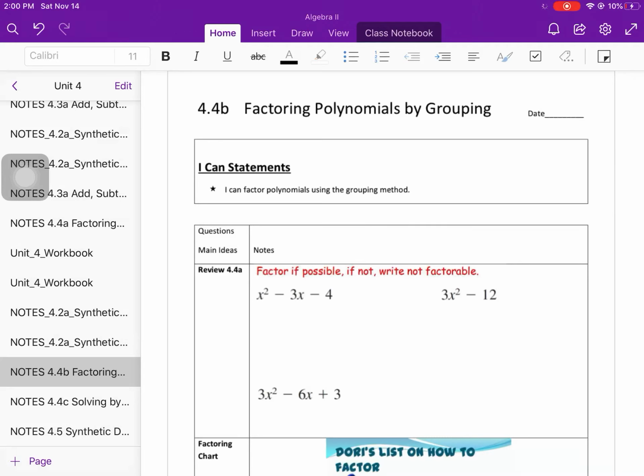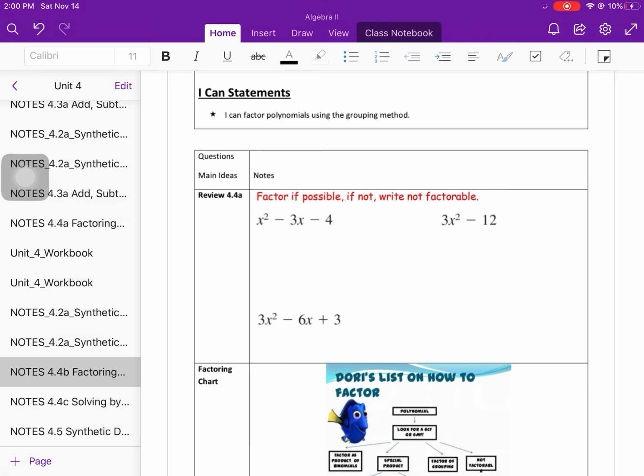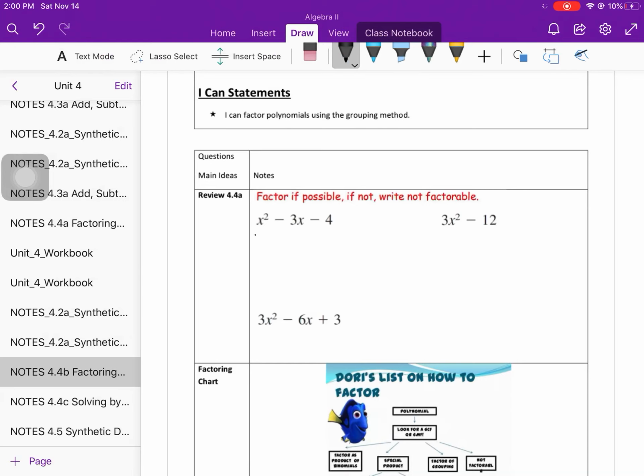Hey guys, welcome to 4.4b, which is factoring polynomials by grouping. So basically this is just a new technique for factoring. Let's go ahead and do a little bit of review just to remind ourselves. So review of 4.4a, this is where we were practicing the regular factoring of quadratics.